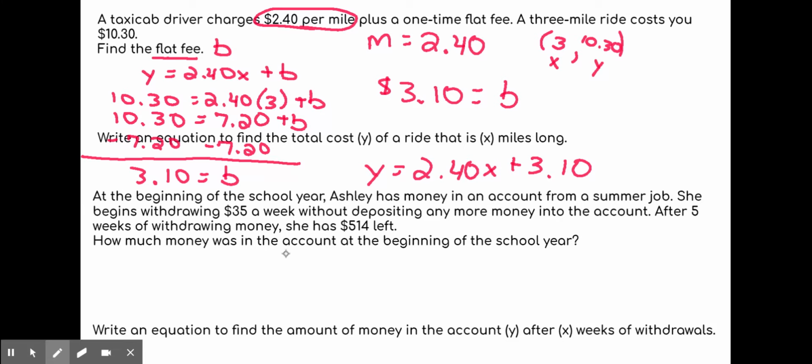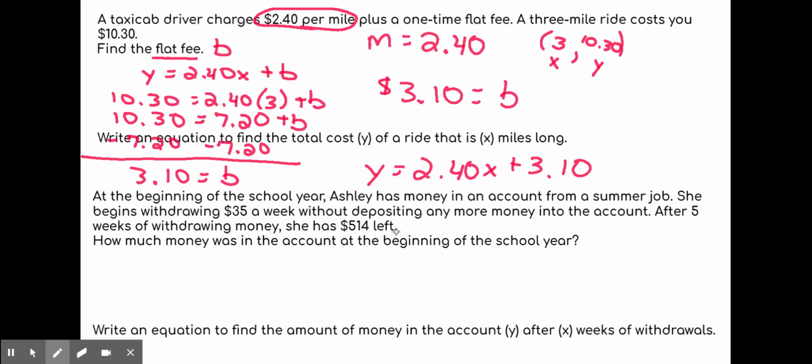Okay, next problem. You're going to do a lot of this one on your own. I'll walk you through it. At the beginning of the school year, Ashley has money in an account from a summer job. She begins withdrawing $35 a week. That's important. She's withdrawing without depositing any more money into the account. After 5 weeks of withdrawing money, she has $514 left. Okay, so remember, we need a slope or a rate of change.